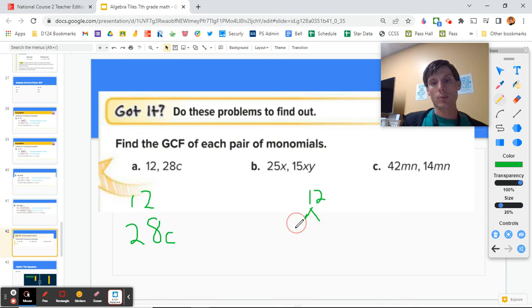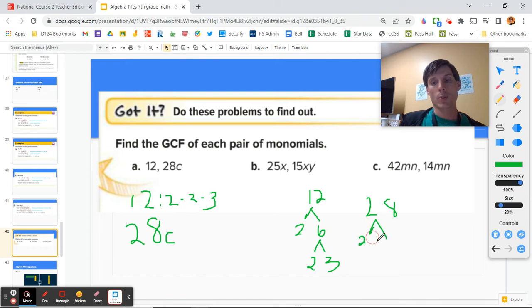Even though we've done 12 a couple times here, we could probably do it without the tree. I'll just do it longhand. Again, why don't you do this in your notebook or in your book if you haven't already. We have 2 times 3 times 2, which is 12. So our factors of 12 are 2, 2, and 3. Okay, and then 28.